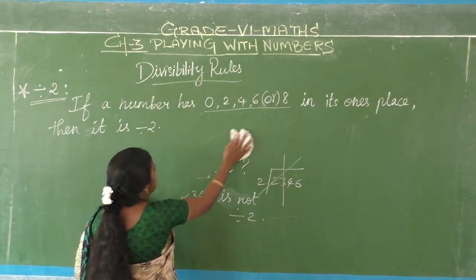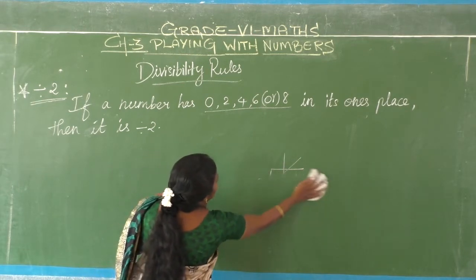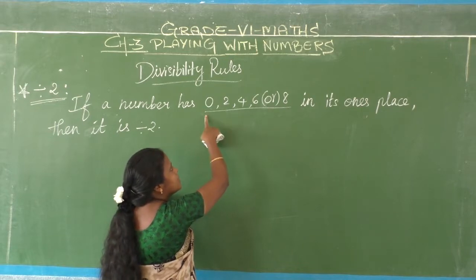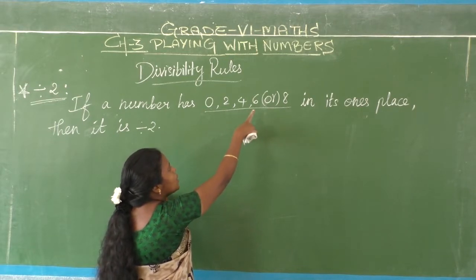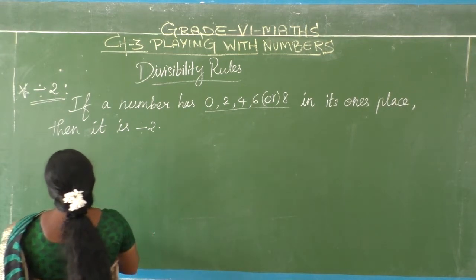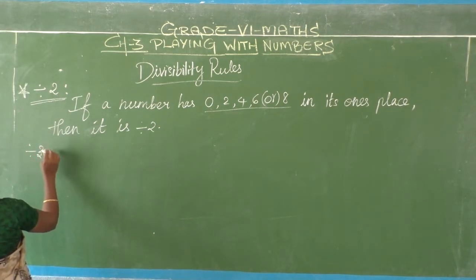First rule is divisibility by 2. Divisibility by 2 means what must be there in its ones place? 0, 2, 4, 6 or 8. Clear? Next, divisibility by 3.